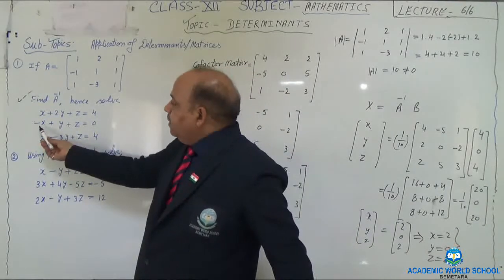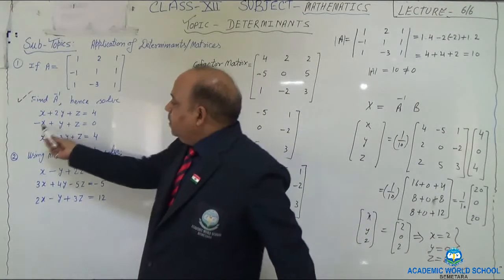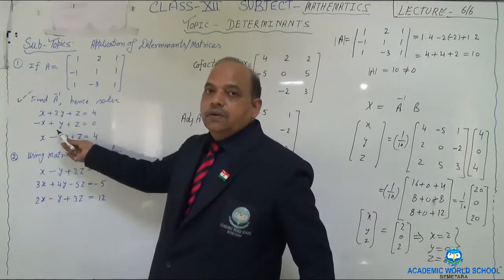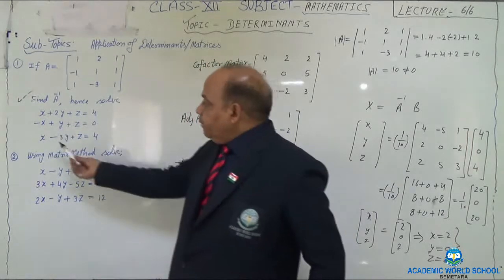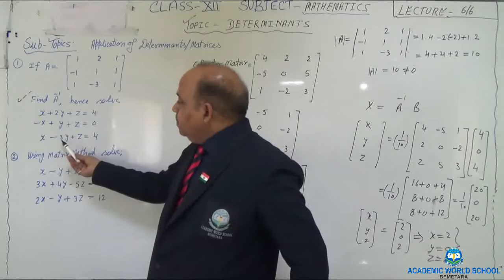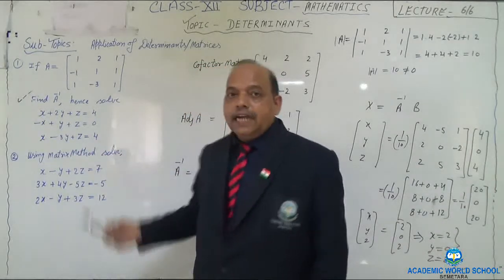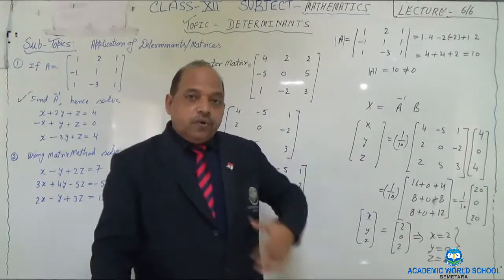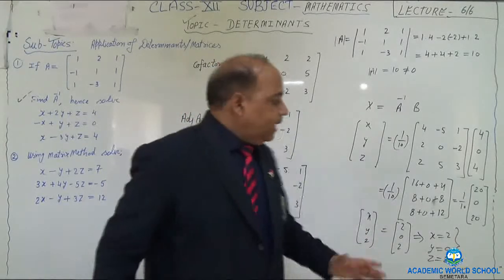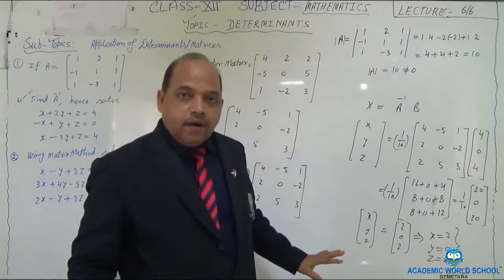Replace over here, it becomes minus 2 plus 2, this is already 0. Satisfied. Replace over here, 2, 0, 2. 2 plus 2 is 4. Satisfied. That means my answer is correct. You can also verify whether your answer is correct or not.